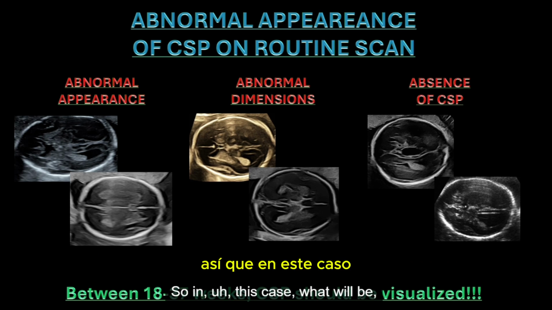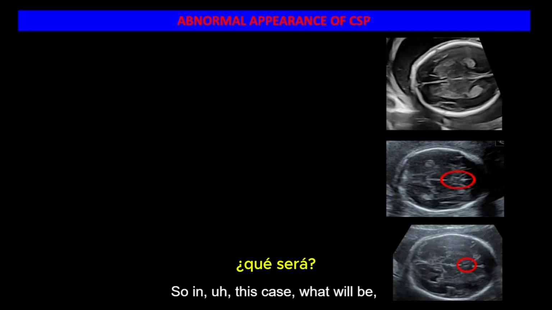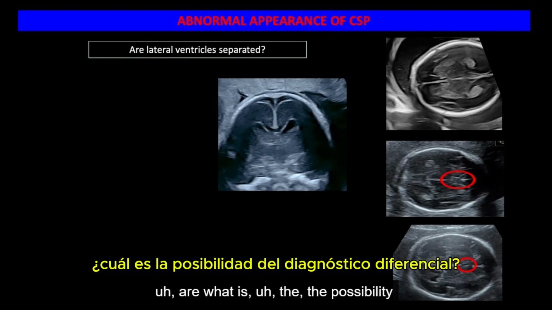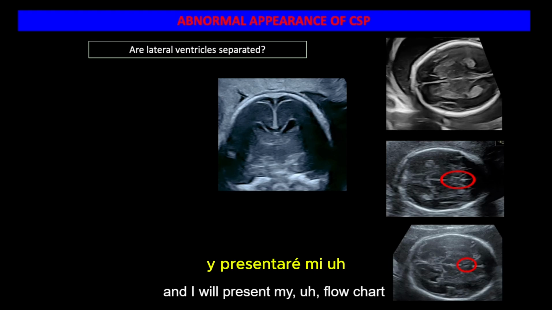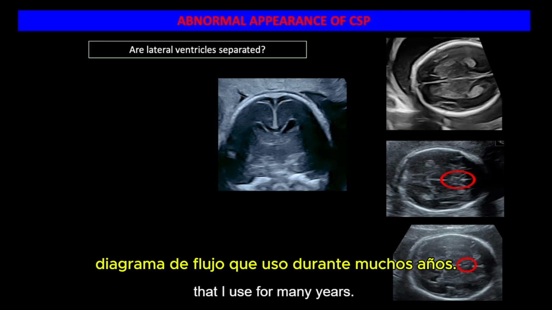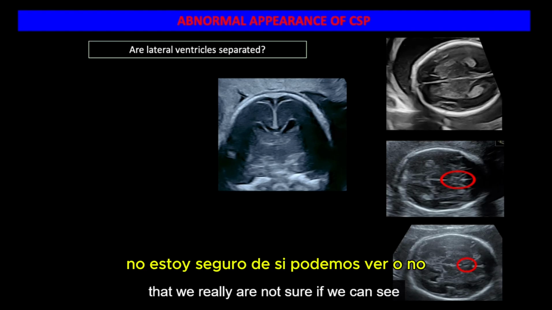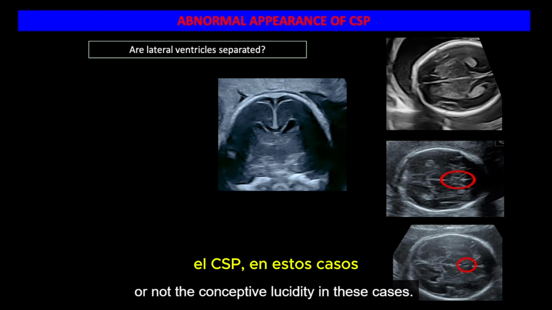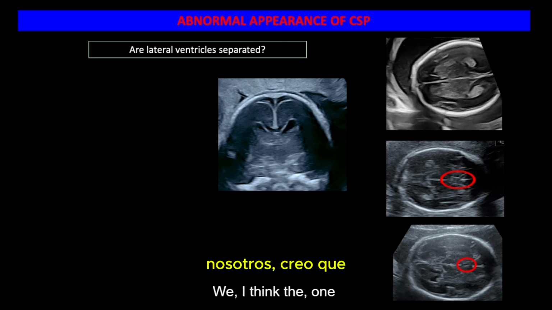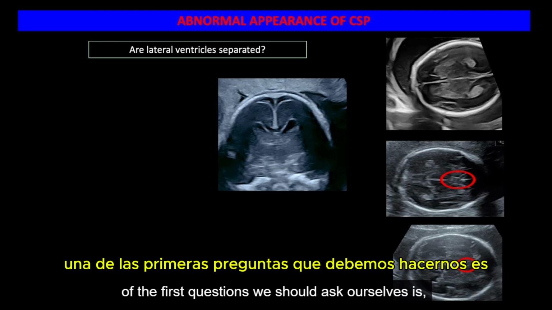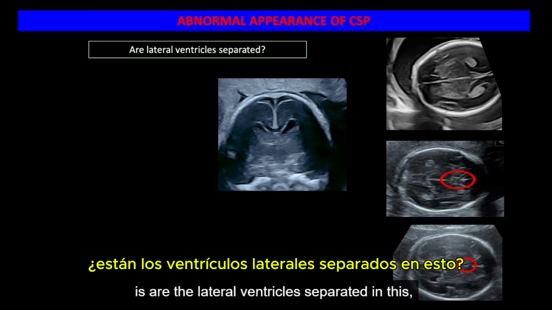So in this case, what is the possibility of the differential diagnosis? I will present my flowchart that I have used for many years. If you see the video, there is a situation where we really are not sure if we can see or not the cavum septum pellucidum. In these cases, I think one of the first questions we should ask ourselves is, are the lateral ventricles separated?